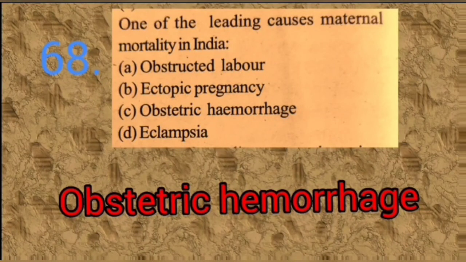One of the leading causes of maternal mortality rate in India. Options: A, obstructed labor; B, ectopic pregnancy; C, obstetric hemorrhage; D, eclampsia. Option C, obstetric hemorrhage, is the right answer. One of the leading causes of maternal mortality in India is obstetric hemorrhage.